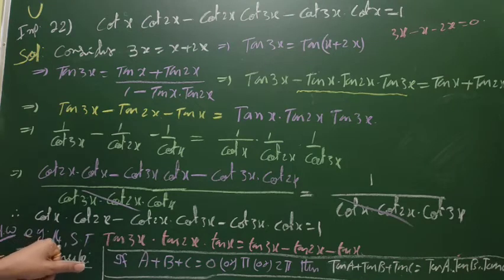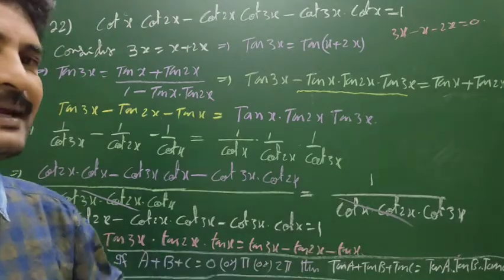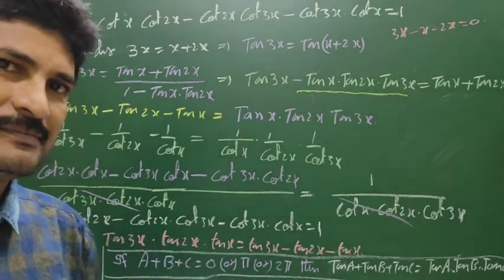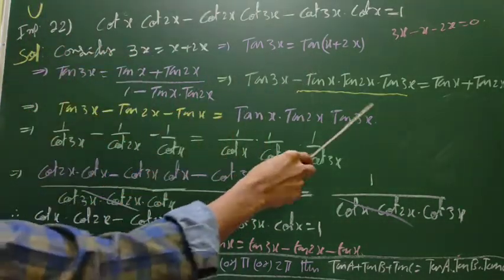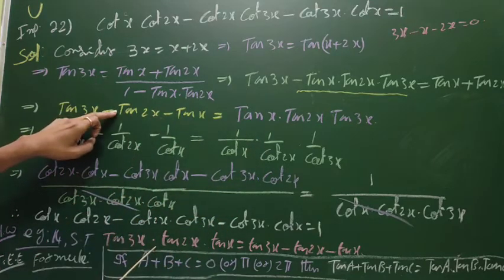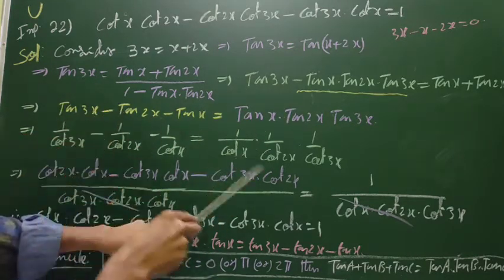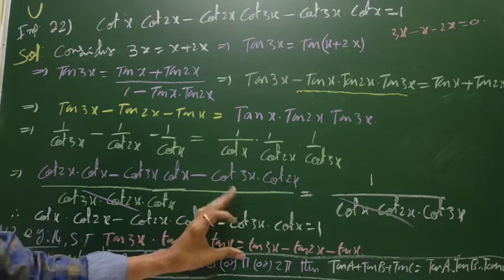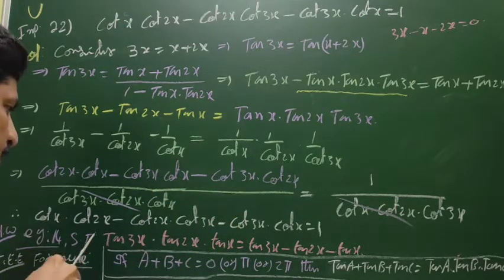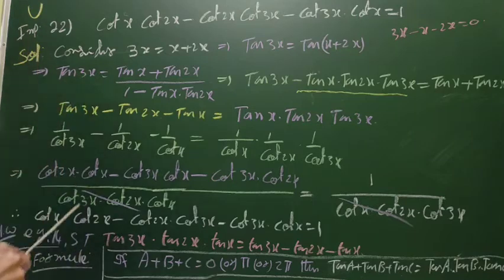Now see example 14: show that tan 3x into tan 2x into tan x is equal to tan 3x minus tan 2x minus tan x. How to prove it? See above: first step, second step, third step. The third step is this one, this product here. So the first 3 steps are the answer of example 14. It is also important. This example 14 is also important.